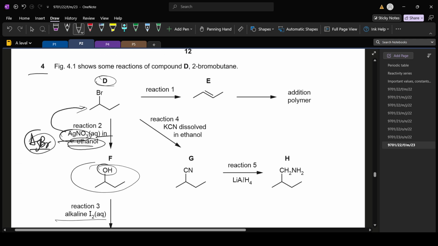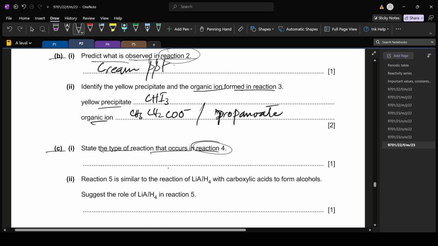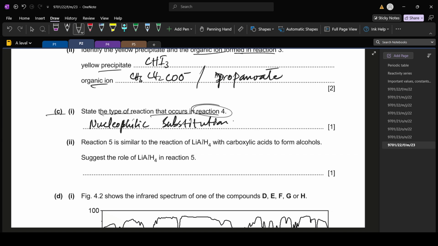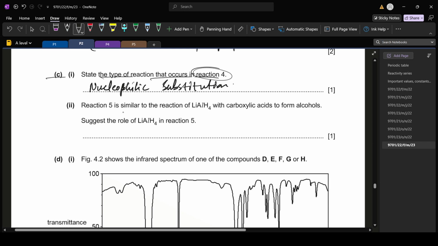So this is reaction 4. Br is exchanged with CN. So it's actually a nucleophilic substitution reaction. Okay, so nucleophilic substitution reaction.